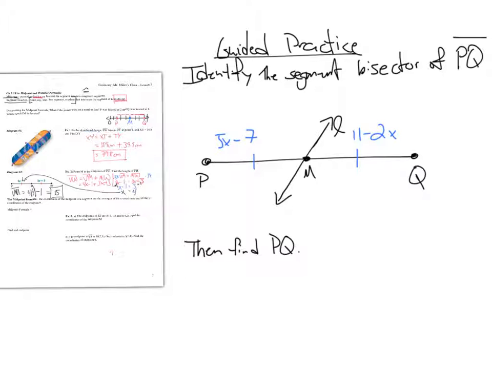Okay, so we're going to do some guided practice. I went ahead and wrote it down before I was talking, so that will save some time. But go ahead and pause this and write it down and then start the video. So identify the segment bisector of PQ. Figure out what the segment bisector is, and then after you've done that, find what PQ is.